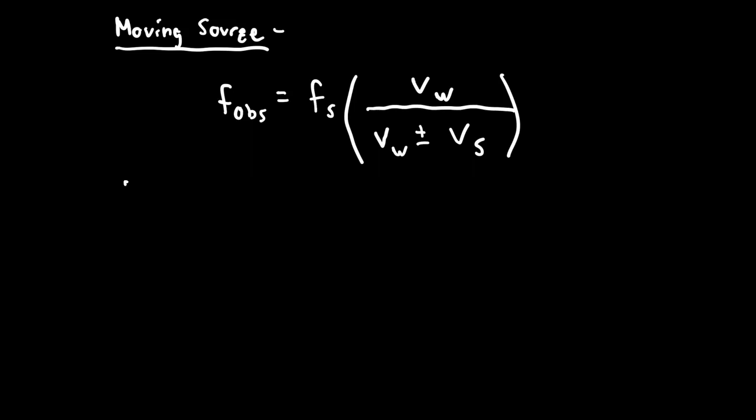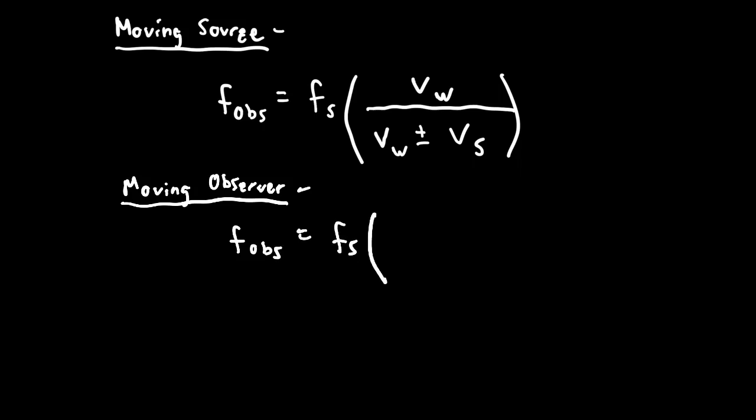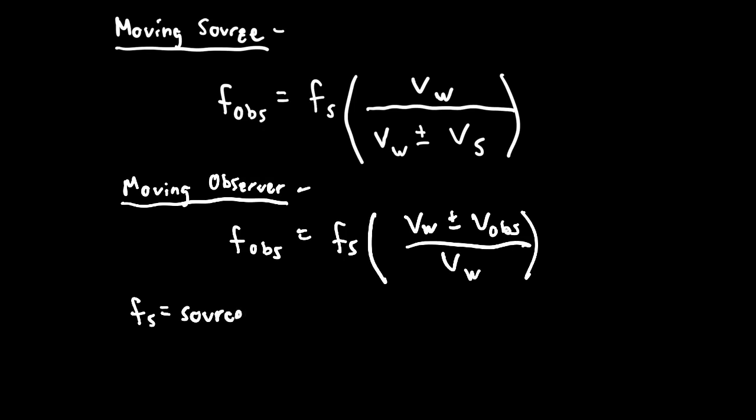Now we could have the situation where I have a moving observer. If I have a moving observer, it's slightly different. Frequency that I observe is equal to the frequency of the source times the speed of sound in air plus or minus the velocity of the observer, all divided by the velocity of the air. Now, all these variables we can keep in mind by saying Fs is the source frequency. Vs is the speed of source.